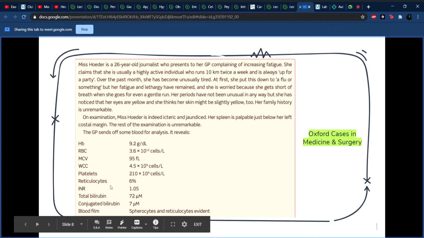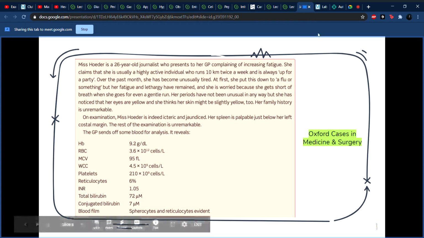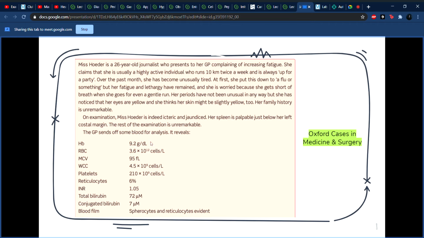Okay, actually retic count. For retic count, the normal reference range is actually 0.5 to 1.5. So, because the retic count is 6%, it is abnormally high. And for hemoglobin, it is 9.2 gram per deciliter. We know for sure the patient is anemic, but what type of anemia is this?